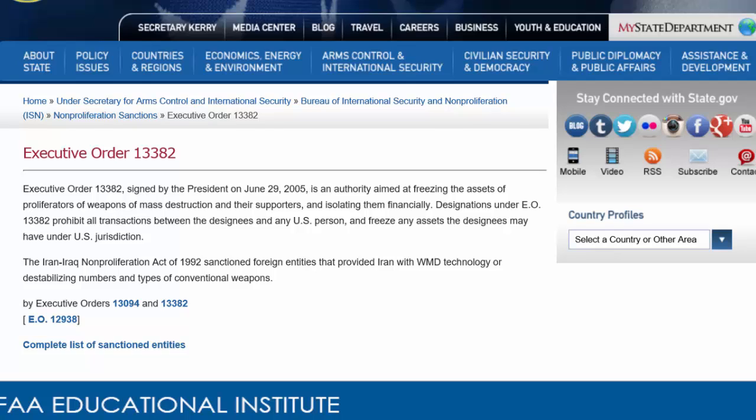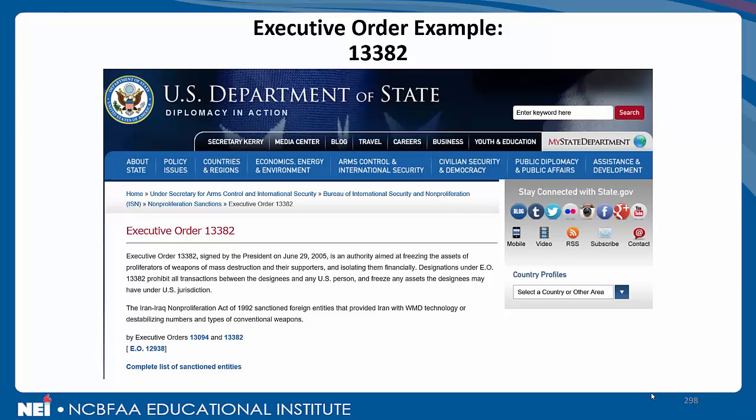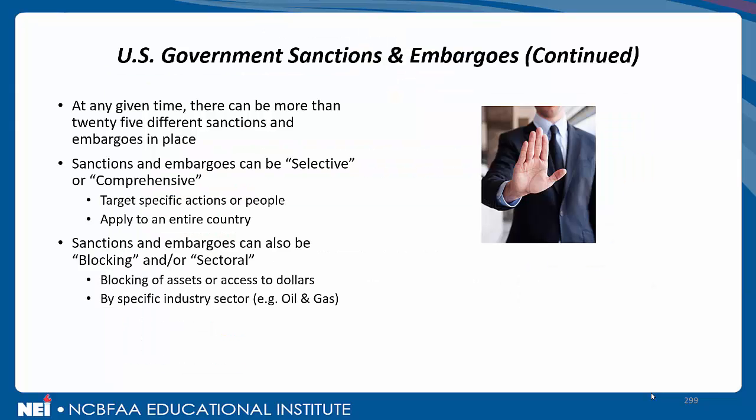There's a list of who they are. The point is this: we want to illustrate the resources that are out there to engage in these types of screening activities. Executive orders are a big part of that. This particular one, 13382, was about freezing assets of proliferators of weapons of mass destruction. Good example. Moving along, at any given time, there can be more than 25 different sanctions and embargoes in place. This is why we have to be aware, cognizant of all the different agencies and everything that they're involved in as it relates to sanctions.